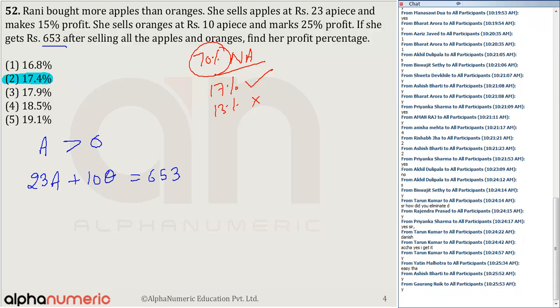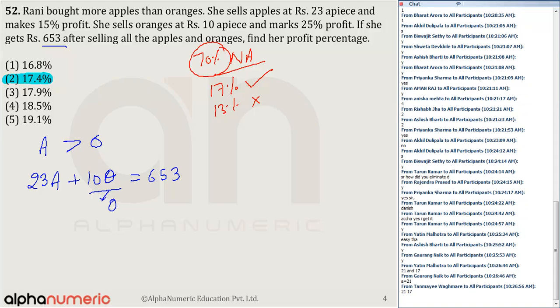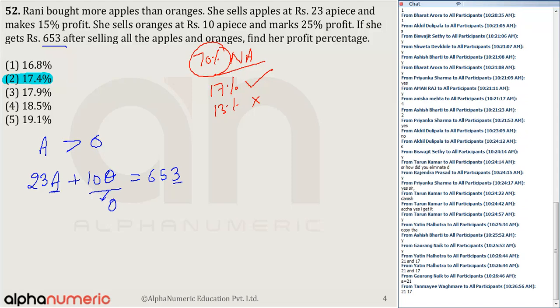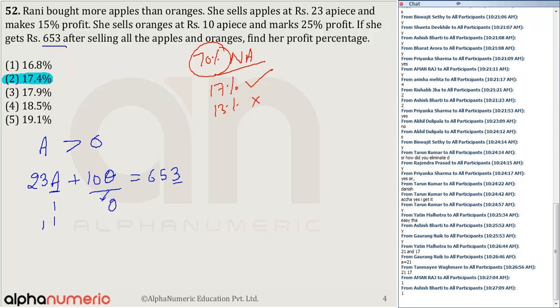First of all, I need to find out the quantity. The number of apples and the number of oranges is always going to be integers. So the point here is how they will be integers. Remember, anything which is a multiple of 10 always ends with 0. The last digit of 10 into something is always 0. But here I need the last digit to be 3. So what should the last digit of A be? I can say it should be 1. The possibility is A can be either 1 or 11 or 21 or 31.